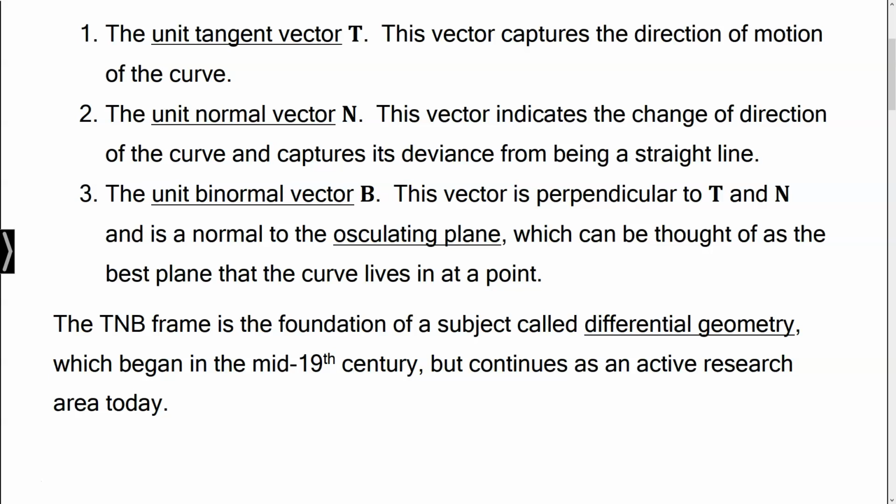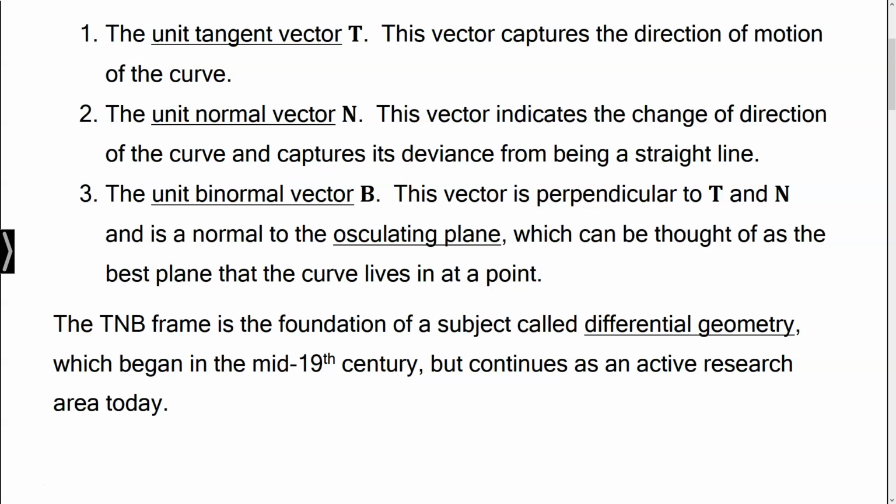So you get a vector that's perpendicular to both of those, and it's automatically a unit vector by what we know about the cross product. So automatically now we get 3 mutually perpendicular vectors. Oh, I didn't mention, why is the unit normal perpendicular to the unit tangent?